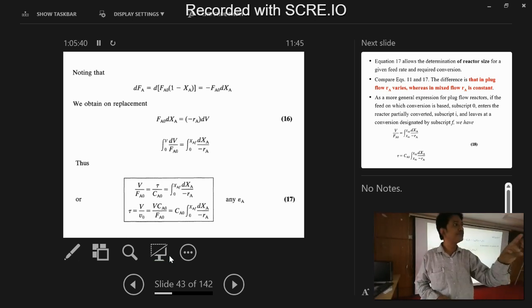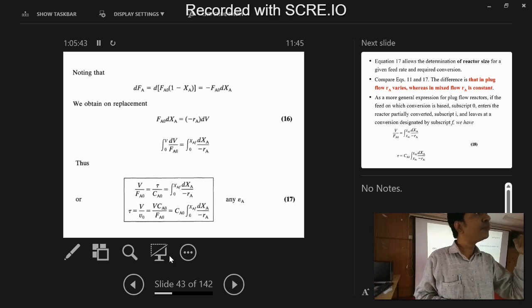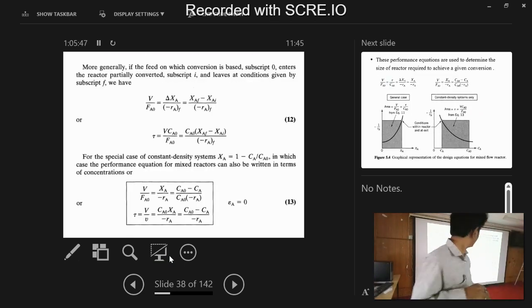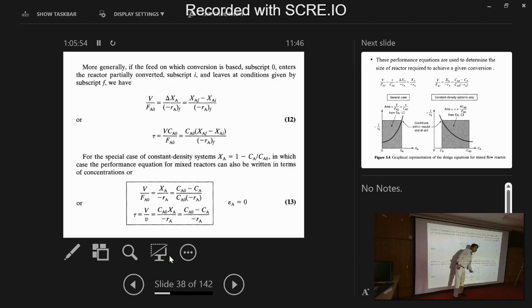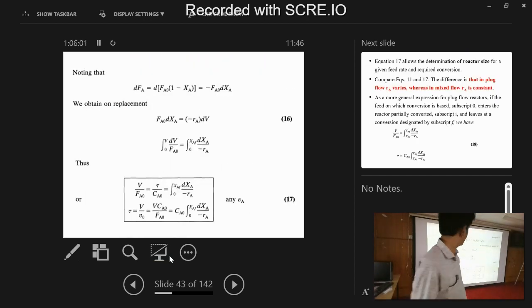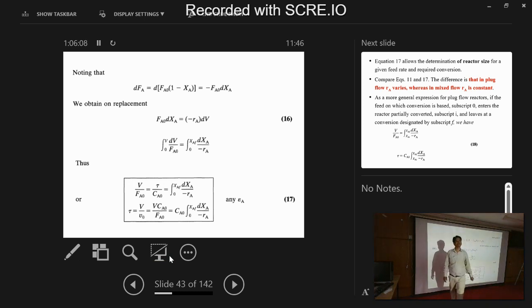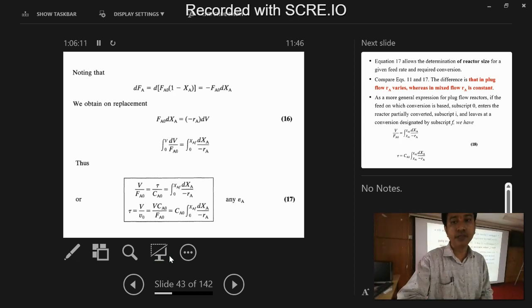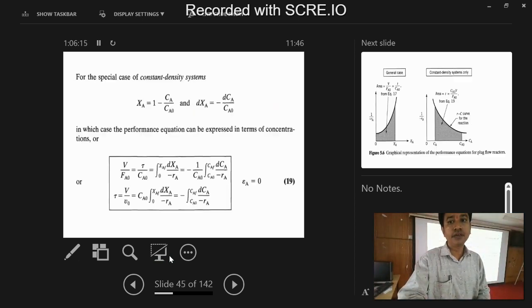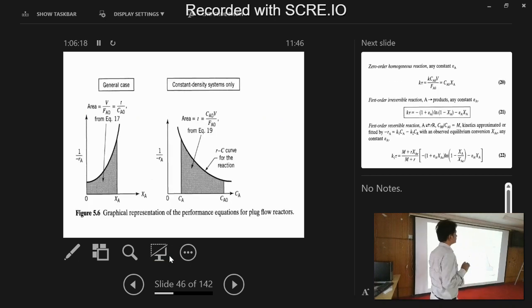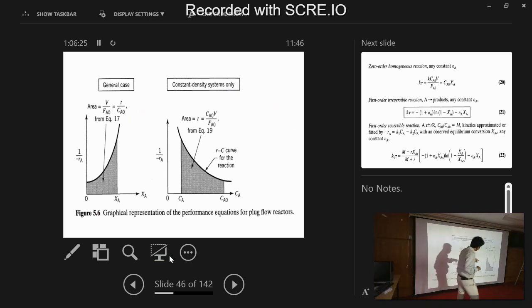For CSTR there is no integration. Remember the CSTR equation? Go back. You see? V by F_A0 is equal to tau by C_A0 is equal to X_A by minus r_A. There is no integration. But for the plug flow, you will get an integration. Now look at the graphs. As I told, when integration comes, your area will be that part only, not the entire part.